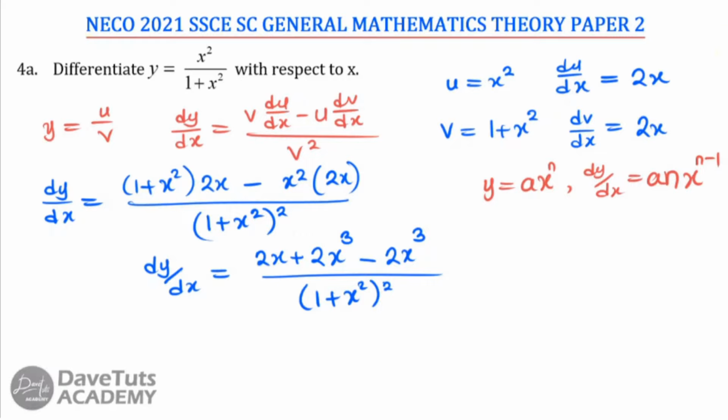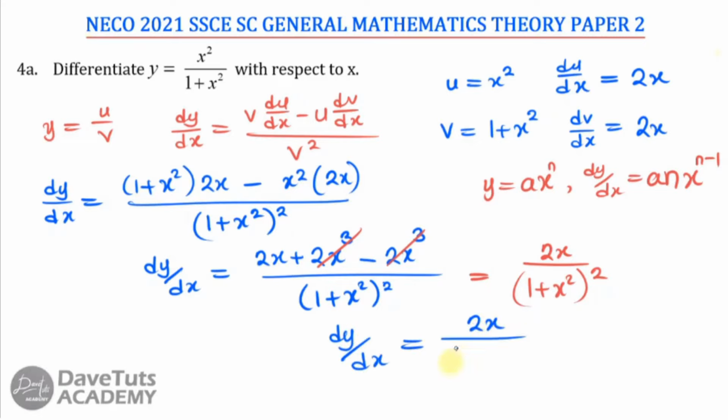So we can see in the numerator that 2x cubed minus 2s cubed will knock out. So this will give us 2x over 1 plus s squared raised to the power 2. So inherently, what we were asked to find, the differentiation of y with respect to x, is 2x over 1 plus s squared raised to the power 2. This is our final solution and our answer is out and done.